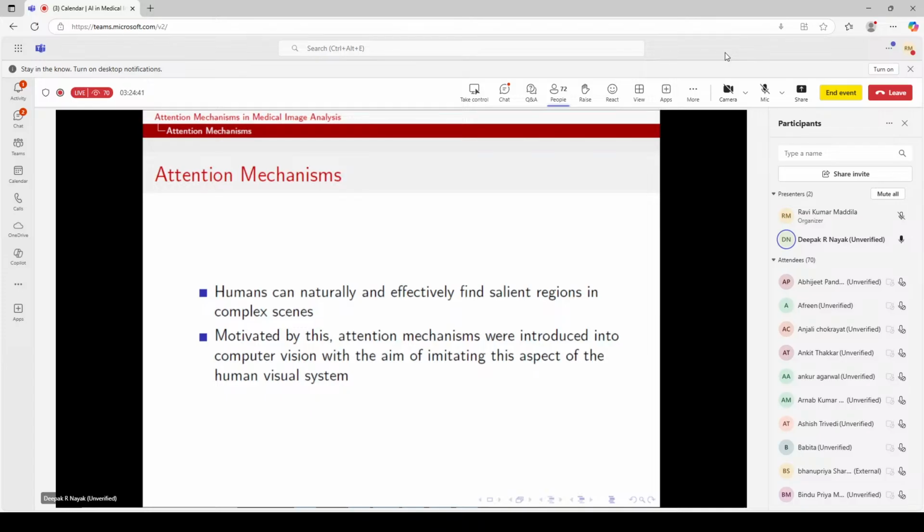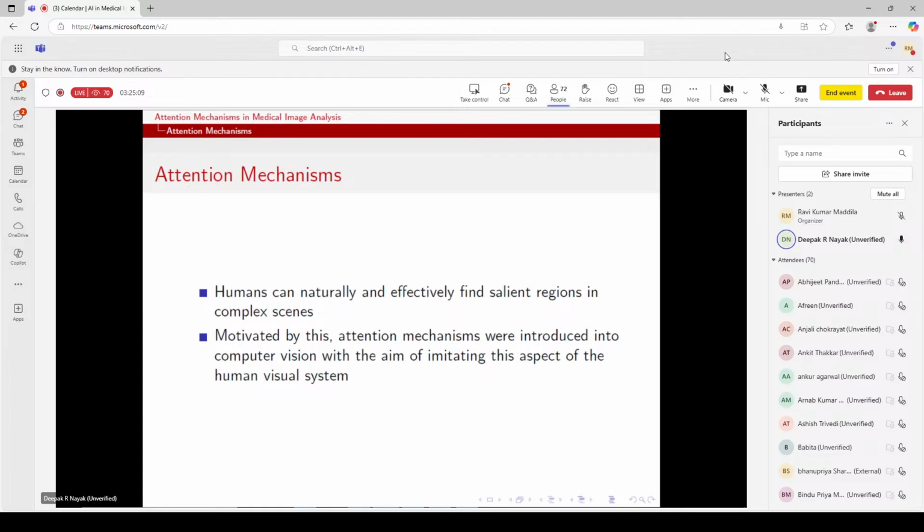What do you mean by attention mechanism? You all know the term attention, right? How to define attention, why are we interested in attention mechanisms, and how can it be incorporated into some convolutional neural network architectures, or let's say, vision transformer kind of architectures? We'll see. So human vision systems can naturally and effectively see salient regions in complex scenes.